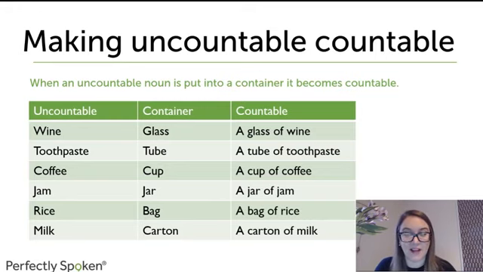Coffee is uncountable. Put it in a container like a cup, and you can count it, a cup of coffee. Jam, put it in a jar, a jar of jam. Rice is uncountable, but in a bag, it becomes a bag of rice. Milk, uncountable, but put it in a carton and it becomes a carton of milk. So I've given you 6 examples there of uncountable nouns being put into a container and becoming countable.